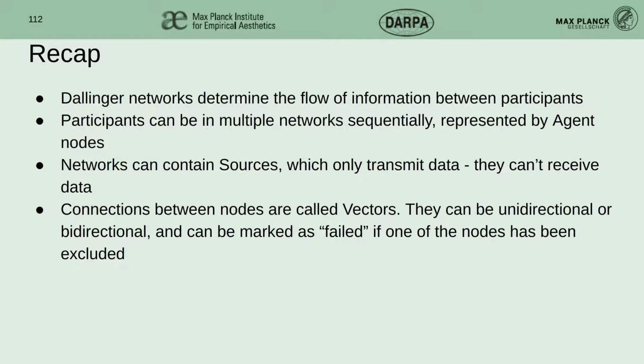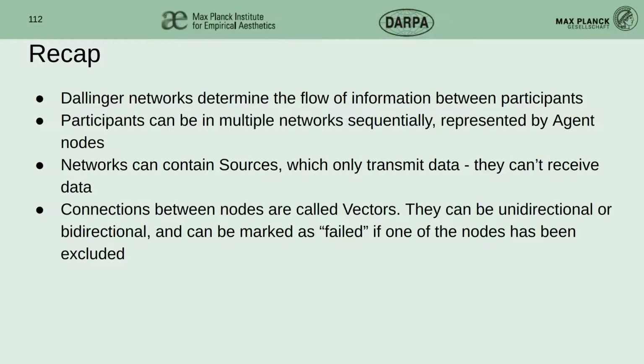If you'll recall, in a transmission chain, just like in a children's game of telephone, information is passed down a chain from one person to the next. And in Dallinger's representation of a transmission chain, there are two components. There is the chain part of it, and there is the transmission part of it. And it separates these two things out.